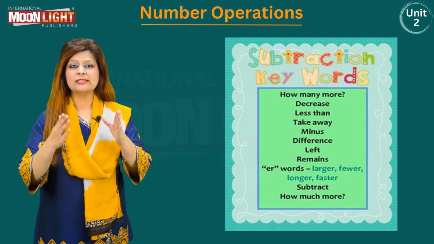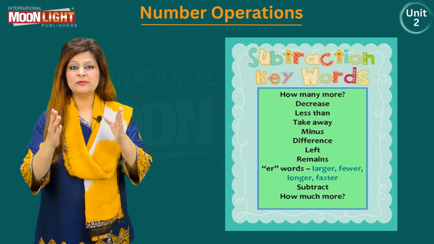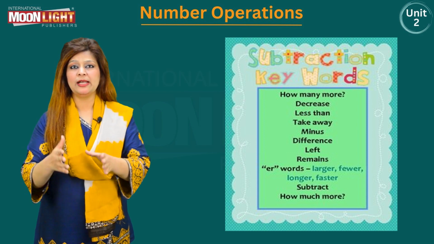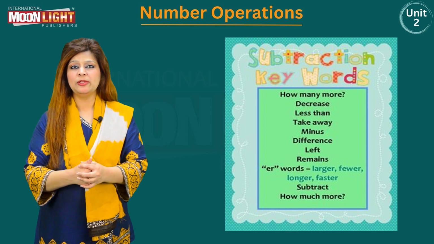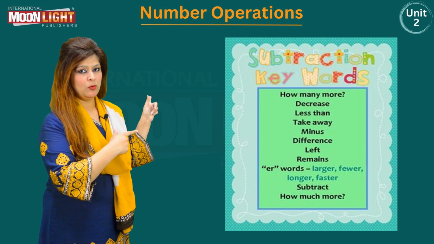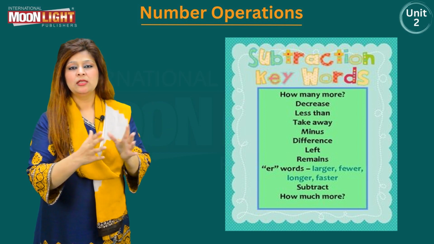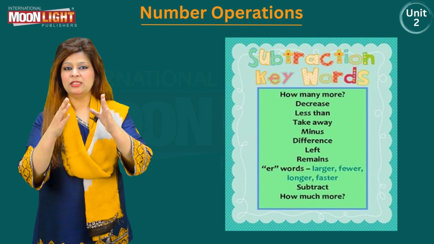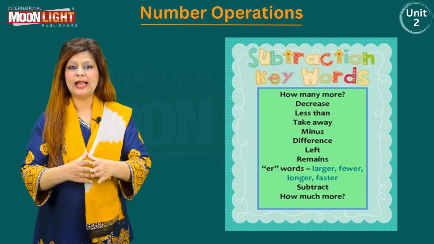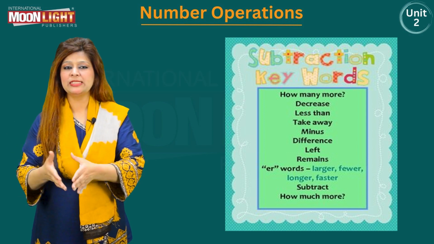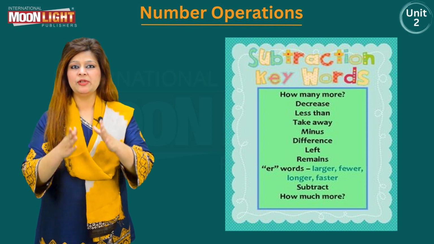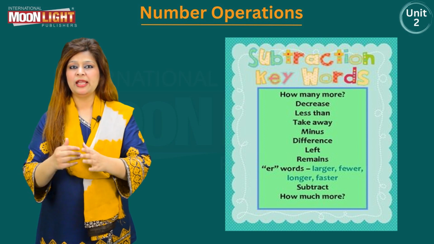As you already know the subtraction keywords, here they are. I'm just going to recall them for you. The subtraction keywords are words that will be there in real life situations, which will tell you that this is a subtraction word problem. These words are: how many more, decrease, less than, take away, minus, difference, left, remains. ER words means larger, fewer, longer, faster, subtract, how much more. These words will tell you that this is a subtraction real life situation.